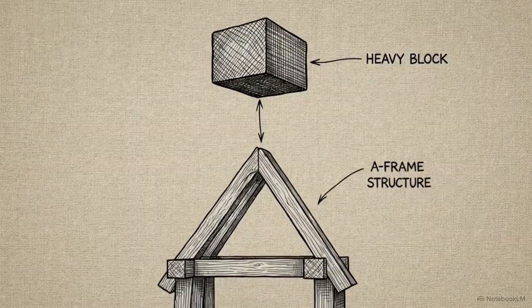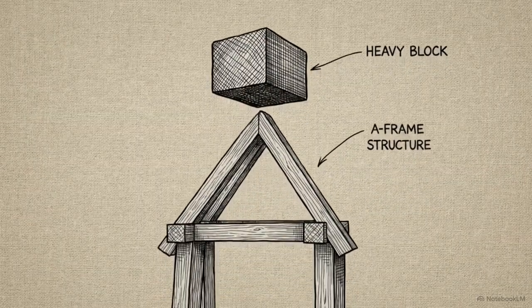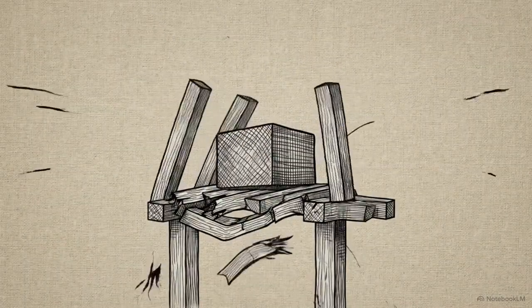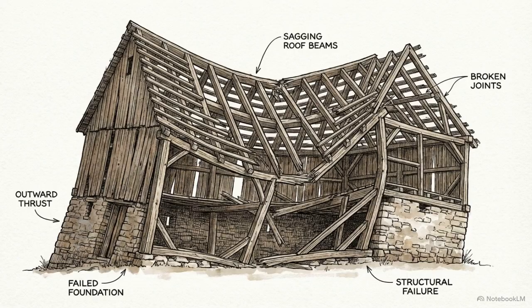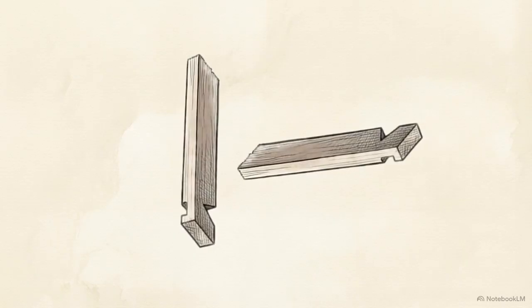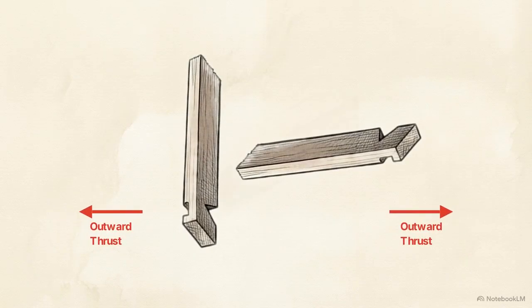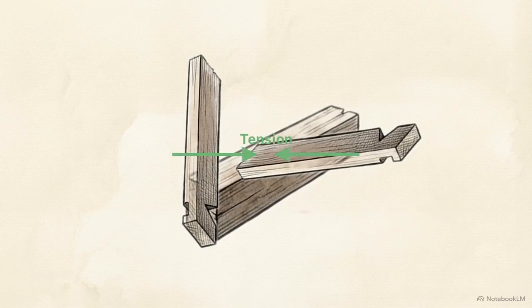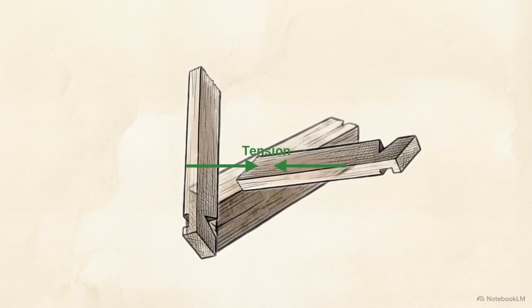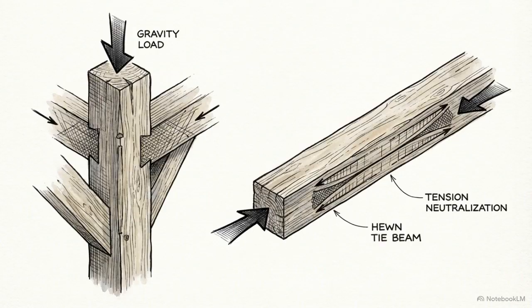Massive downward weight on an angled surface deflects sideways. The bottom ends of the rafters physically want to slide apart, kicking the supporting walls outward. Left unchecked, the walls would bow and collapse. To solve this, builders install ties. Ties are horizontal pieces that physically bridge the gap between opposing rafters. By resisting the outward spread, ties pull the framework inward, directly countering the outward thrust. Structural stability requires the roof to support downward weight while simultaneously neutralizing its own internal outward tension.